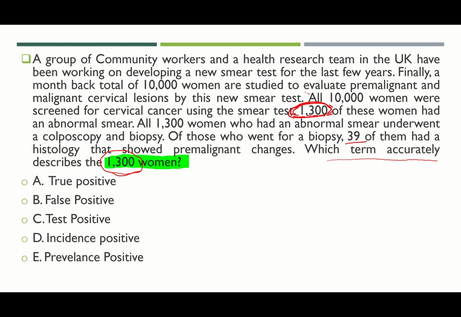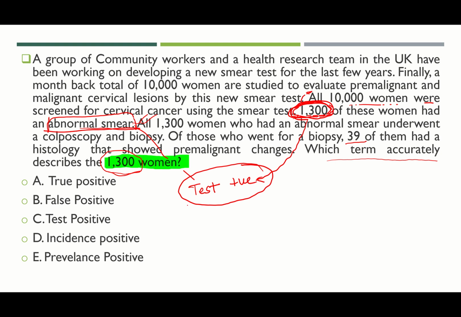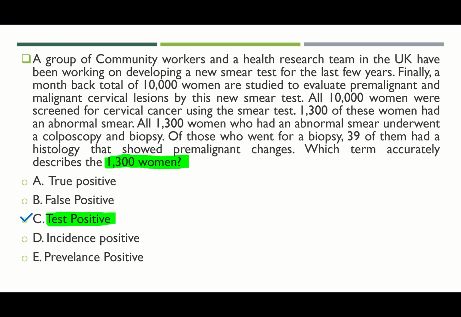So you read this line: all 10,000 women were screened for cervical cancer using the smear test. 1300 of these women had an abnormal smear. What does abnormal smear mean in this term? It means test positive. All these 1300 had an abnormal smear, which means this 1300 belongs to test positive. And that is your answer, dear doctors. This is your answer, test positive. That's how you can solve your questions, in less than a minute for most of the questions.